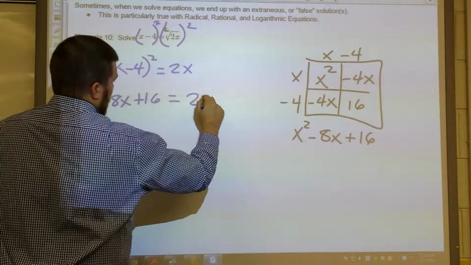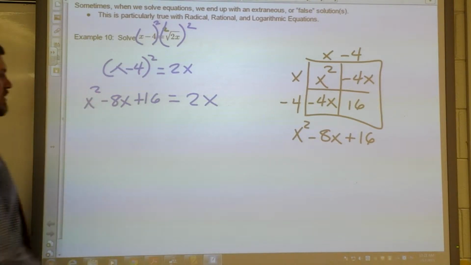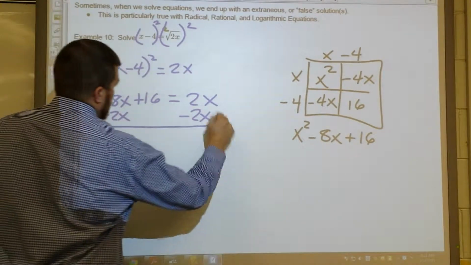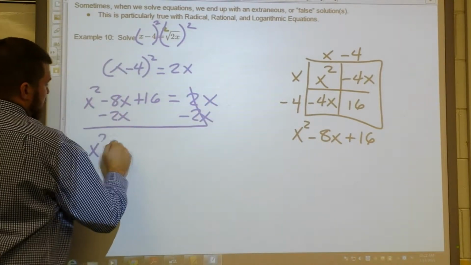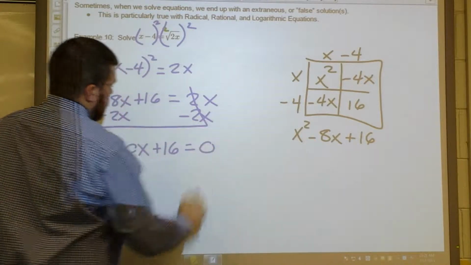And that's equal to 2x. Now to solve this, I want to get everything on the same side. So I'm going to subtract 2x. So x squared minus 10x plus 16 equals 0.